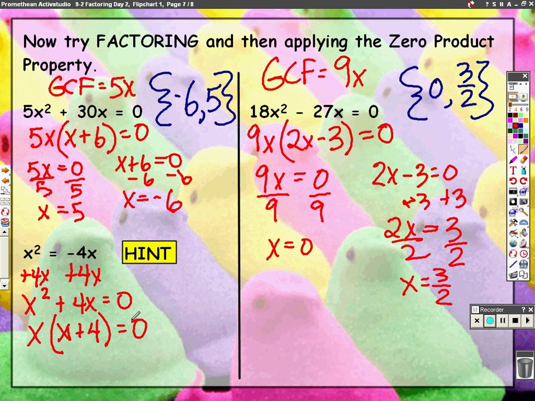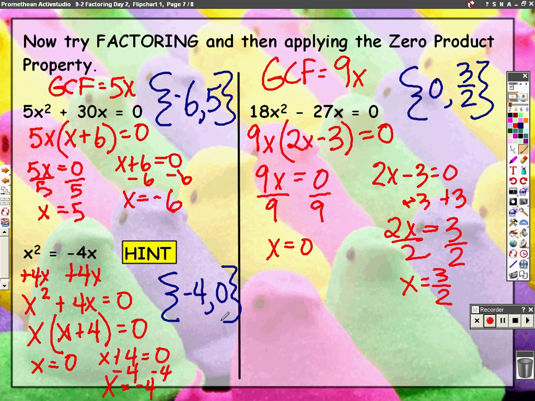I set each factor equal to 0. I end up with x is equal to 0, and x is equal to negative 4. Okay? I'm going to put those solutions into brackets, and my two possible solutions are negative 4 and 0. And again, I can check by substituting in my two solutions for the variable and solving, and if I end up with a true statement, I have solved it correctly.